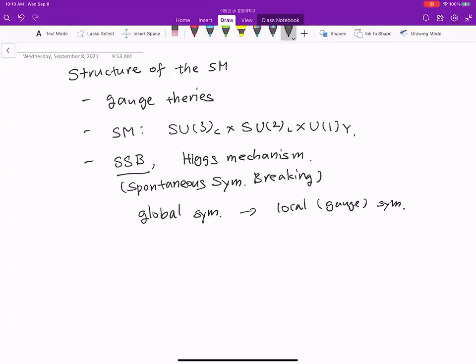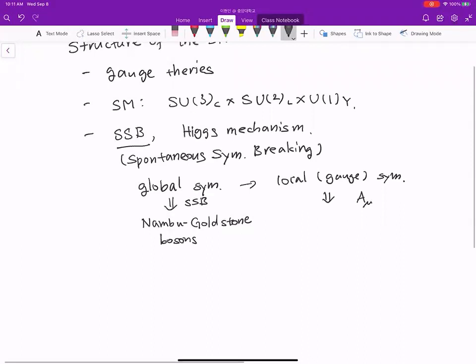The breaking of global or local symmetries are distinct in the sense that there will be Nambu-Goldstone bosons on one hand, due to the spontaneous symmetry breaking of the global symmetry. These Nambu-Goldstone bosons are massless. But in the case of local symmetry, you have a gauge field, and when it is broken spontaneously, those gauge bosons receive masses. So you have massive gauge bosons.